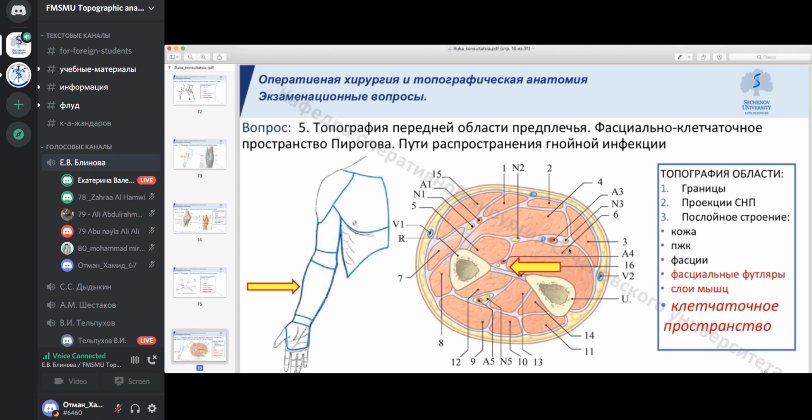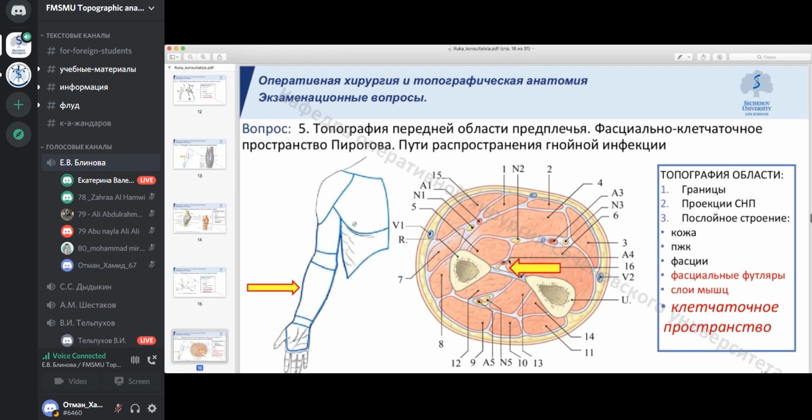The middle layer is the flexor digitorum profundus. Flexor digitorum profundus is divided into two parts. This is the medial part, this is the lateral part, or ulnar part and radial part. The ulnar part is supplied by the ulnar nerve, the radial part by the median nerve. And the deep layer is the pronator quadratus. I forgot to mention the pronator teres in the superficial layer. The pronator quadratus is also supplied by the median nerve.